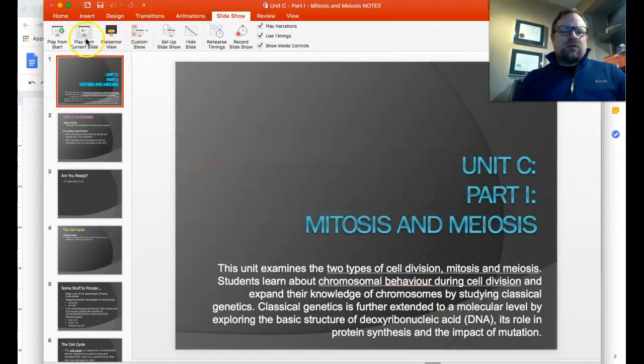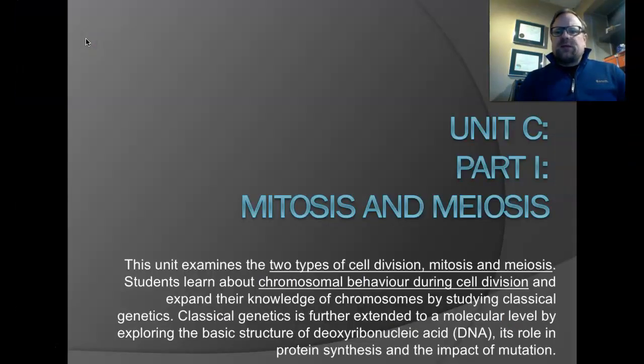So we're going to jump into this unit here. And really we're going to be covering part 1 of this unit, which is mitosis and meiosis, and trying to get a good understanding of that. So we'll look at the two types of cell division, which are mitosis and meiosis, and talk about chromosomal behavior during that division. And then the other things that we're getting into, like I said, is classical genetics and trying to understand what that is, and then the basic structure of deoxyribonucleic acid, or DNA, protein synthesis, mutation, those kinds of things. So that's right at the end, D9 through D11, I believe.